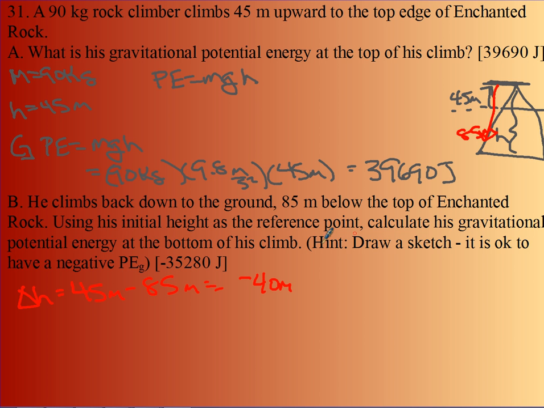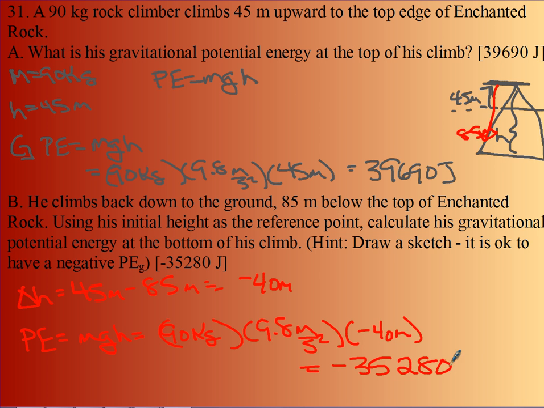So what's his new gravitational potential energy? Well, potential energy is mgh. So it's his mass, which is 9 kilograms, g, which is 9.8 meters per second squared, and the height is negative 40 meters. So I'm going to get negative 35,280 joules. You can have negative gravitational potential energy. Kind of cool.